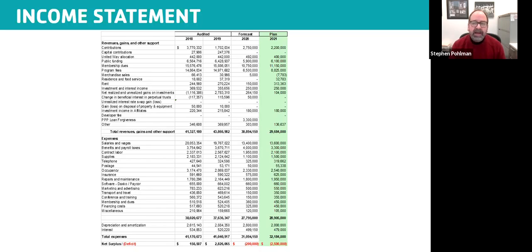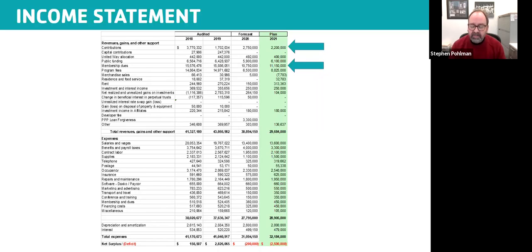So I'll start at the top. I promise you we're not going to dwell on each line item. Two line items up above within revenues are key to our economic engine, and that's contributions at the top and membership a few lines down below.